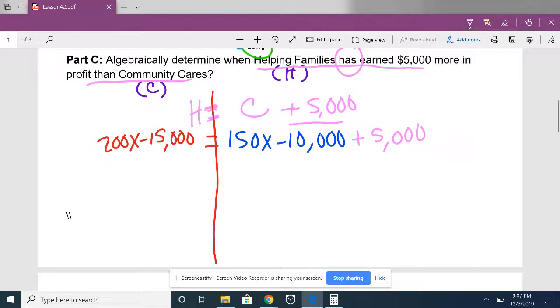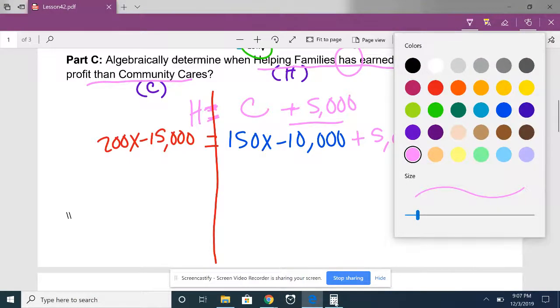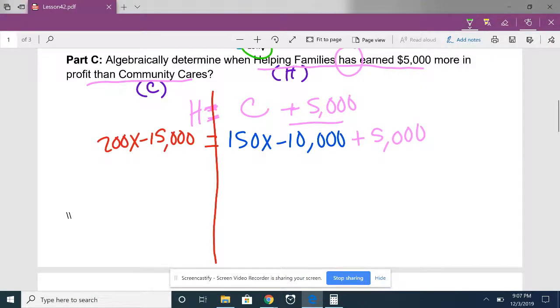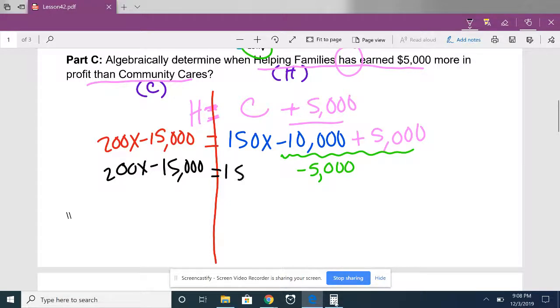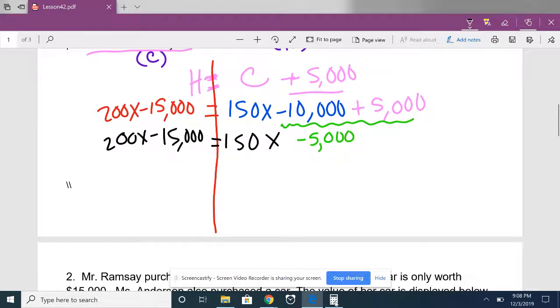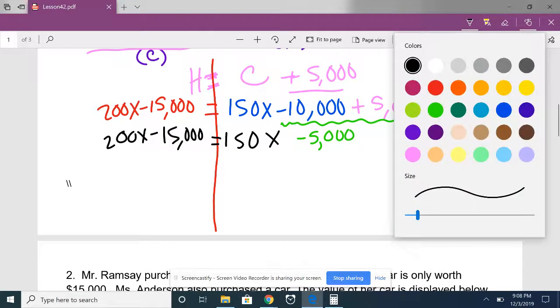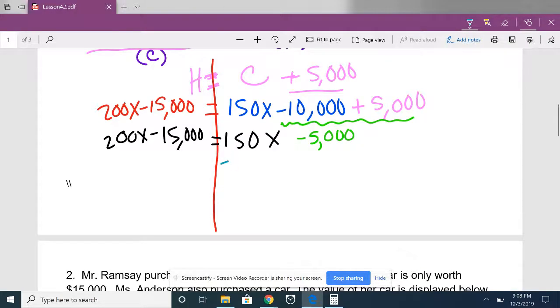All right, now we solve this equation knowing what we know on how to solve algebraic equations. So we combine like terms first. There are no like terms on the left side. On the right side, we have negative 10,000 plus 5,000, which is negative 5,000. I'm going to bring everything else down. 200x minus 15,000 equals 150x minus 5,000. All right, then what I would do next is subtract 150x from both sides.